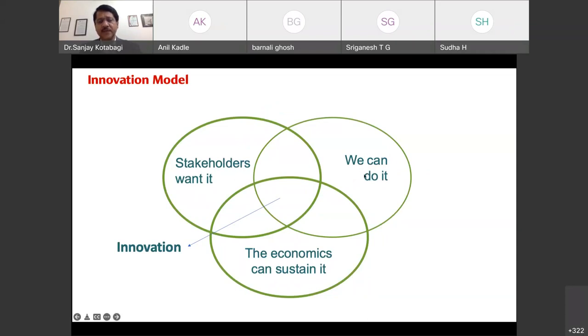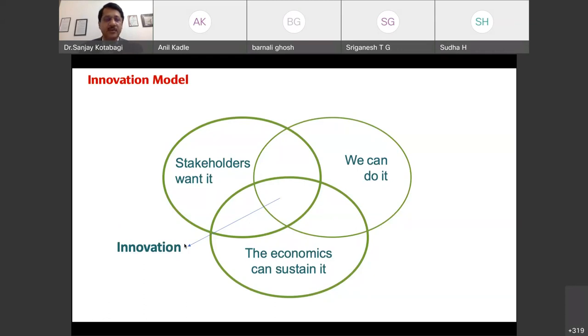And can we do it is the second question. So technologically, is it feasible, can you do it? And third is economically, is it viable? So three questions we need to really answer. And once we answer these questions, the possible area is the central one, where the intersection of all these three would result in a very meaningful solution. Right. So this is the basic understanding about innovation.